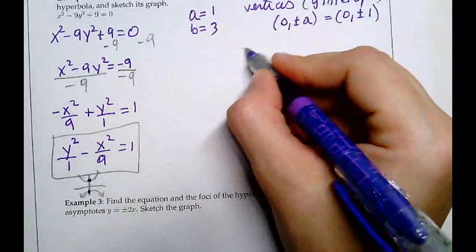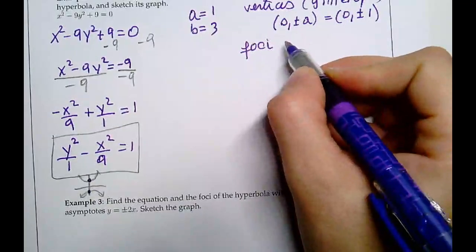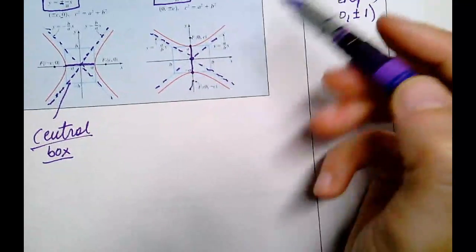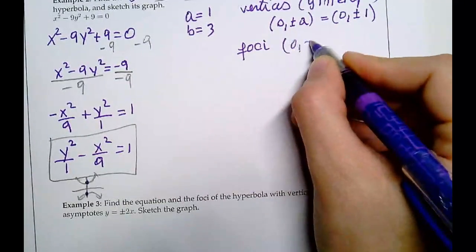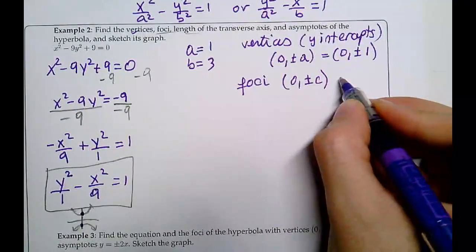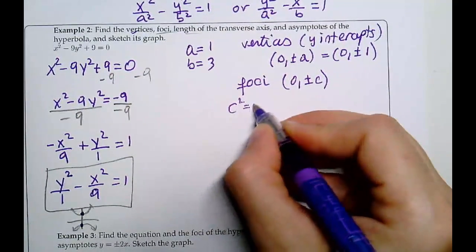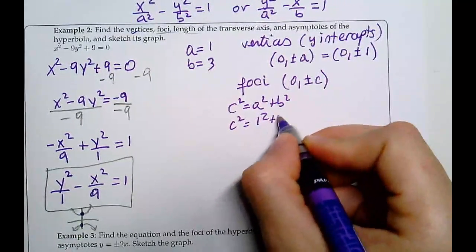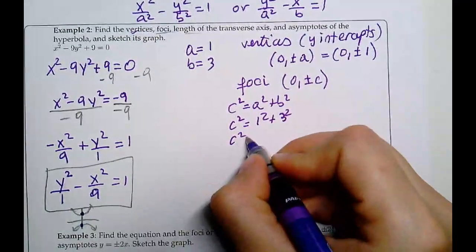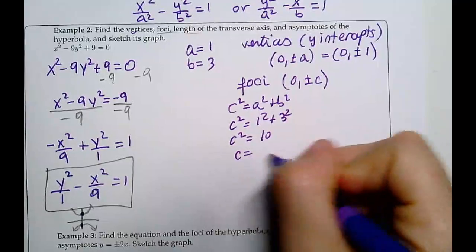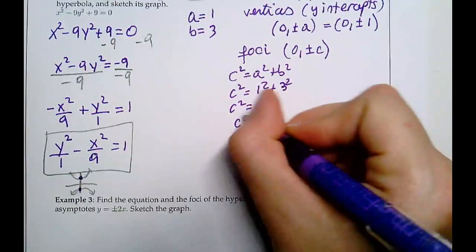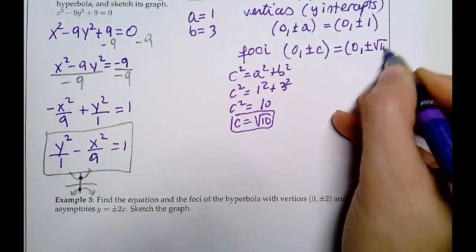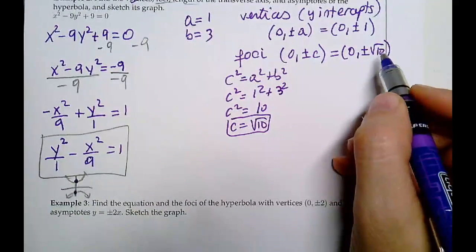Now the foci are going to happen on the y-axis as well, right? They are right here, this first one and the second one. So the foci are going to be 0 plus or minus c. So if I find c, I get the two foci. So recall c squared equals a squared plus b squared. So then c squared equals 1 squared plus 3 squared. So c squared equals 10. So c is going to be plus or minus square root of 10, but we're going to look at the positive one. So this is c. So the foci are going to happen at 0 plus or minus square root of 10. And square root of 10 is 3 point something.